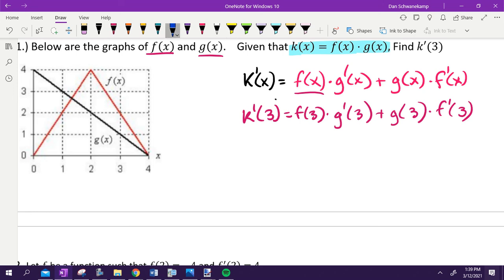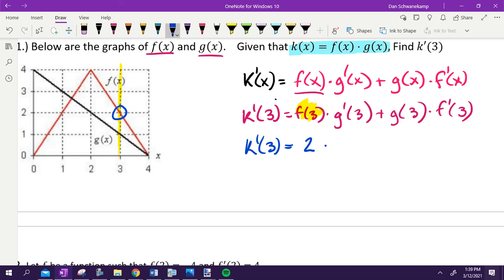Okay, so if I want to find k prime at 3, I'm going to start off by finding f of 3. So here's my graph. Here's f. It's the red line. Here is 3. What am I looking for on that graph if I want to find f of 3? A point. Show me with your fingers. What is f of 3 going to be? f of 3 is 2 because it's just asking me for a point.